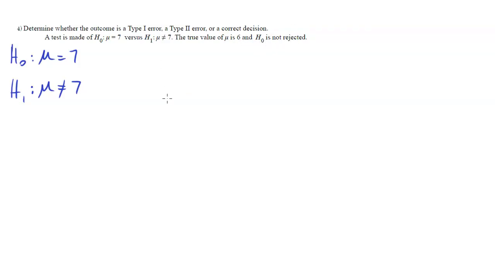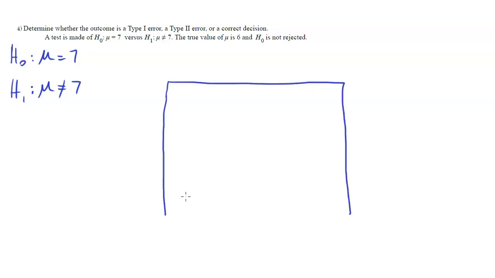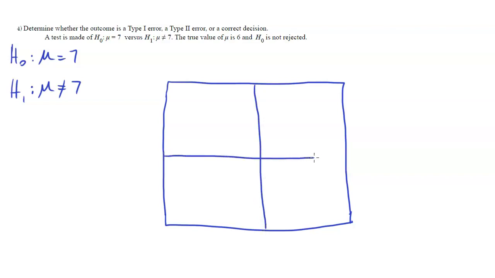So when we're thinking of type 1 and type 2 errors, I like to draw this table here. I think you see the same table in your book, but I like to draw it. So on this table, I have H0 rejected, null hypothesis not rejected. And up here we have the null hypothesis is true and the null hypothesis is false.